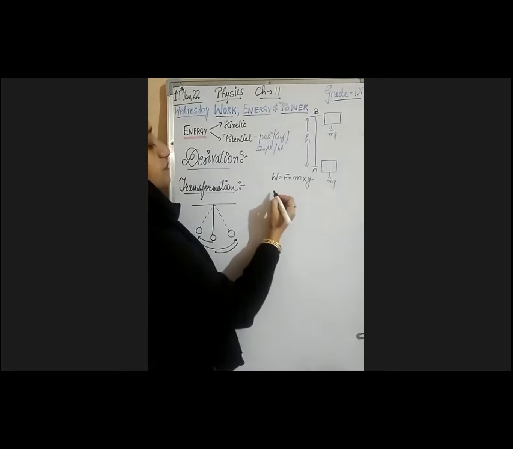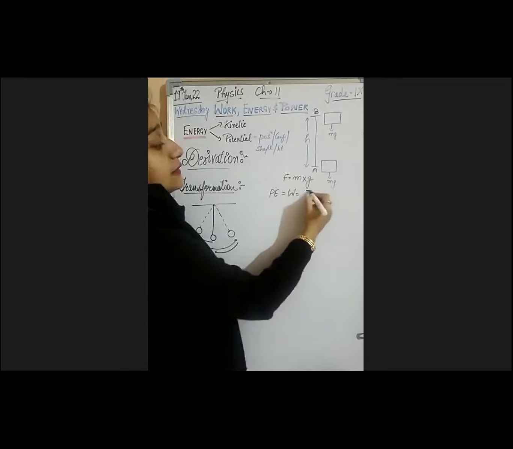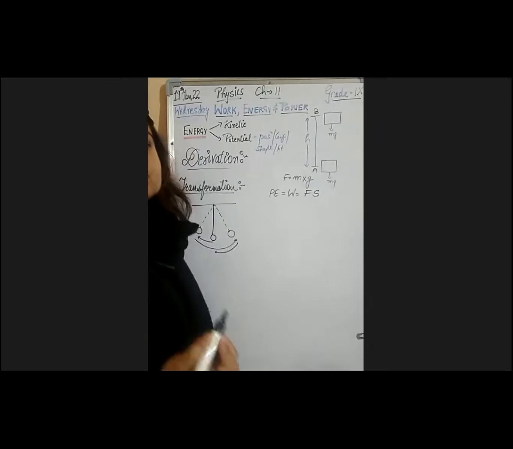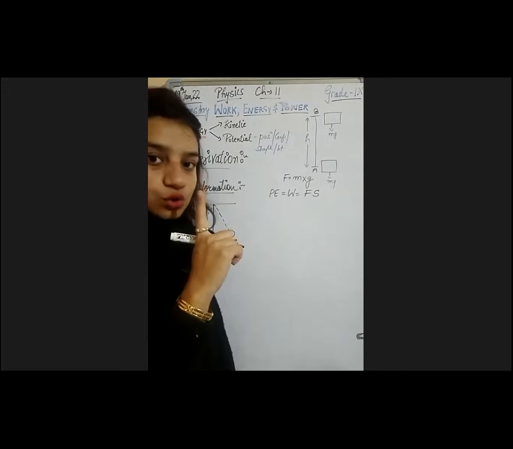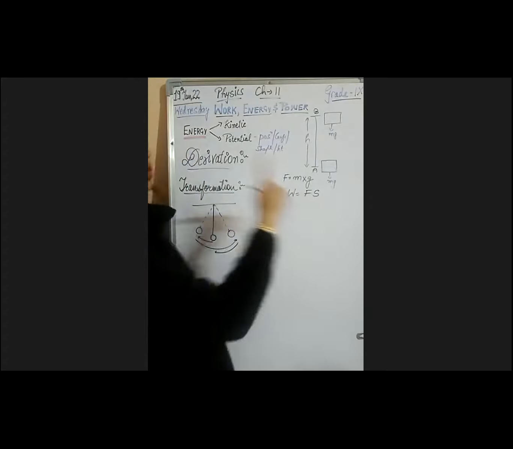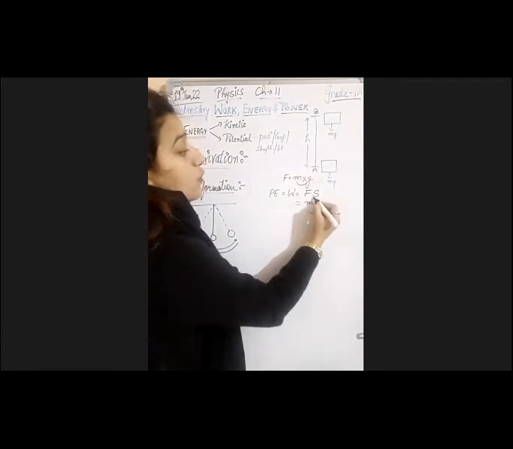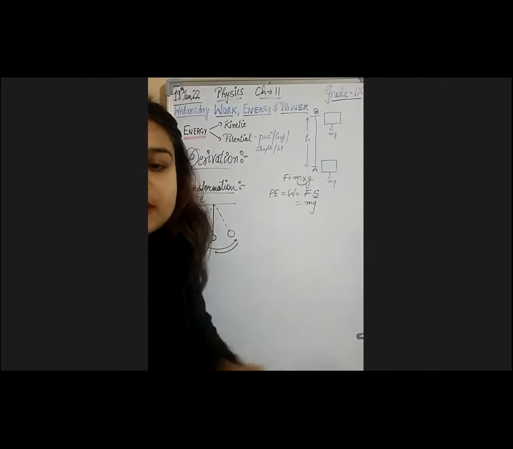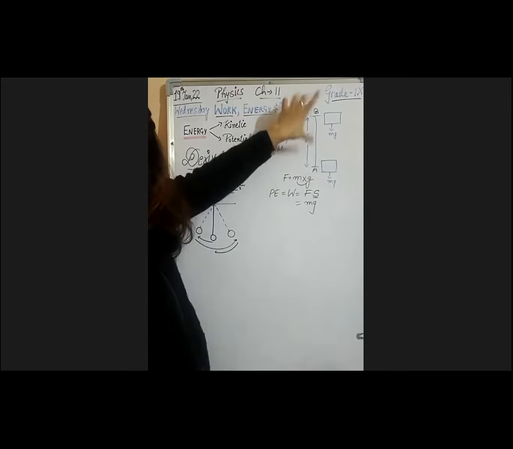We need to find potential energy, and potential energy is equal to work, which is equal to force into displacement. We all know positive work done is equal to Fs cos 0, and cos 0 is equal to 1. So W is equal to Fs, and the force is mg. How much displacement has this block covered from A to B in this diagram? Write through chat. I'm waiting for your answer.